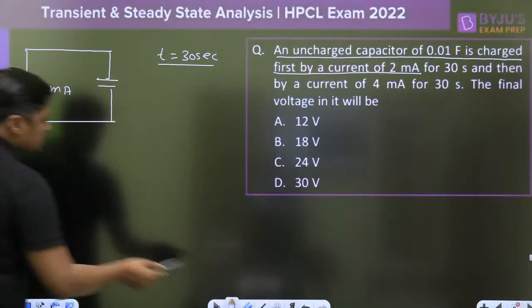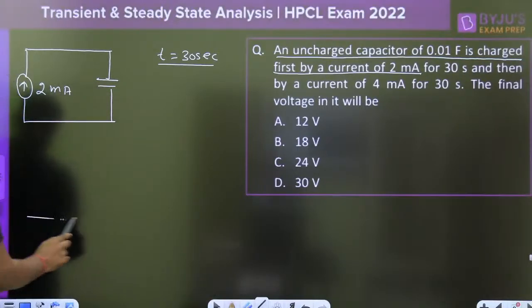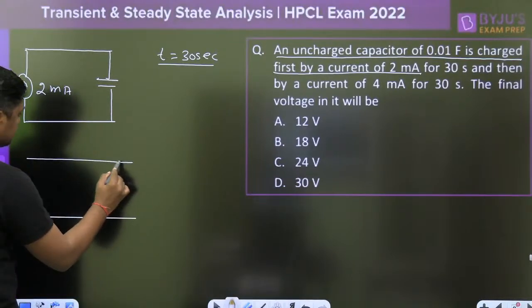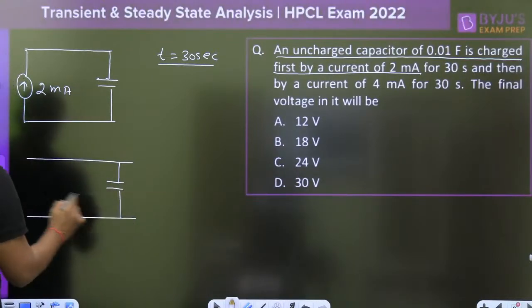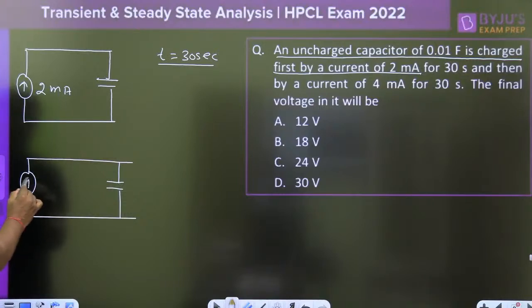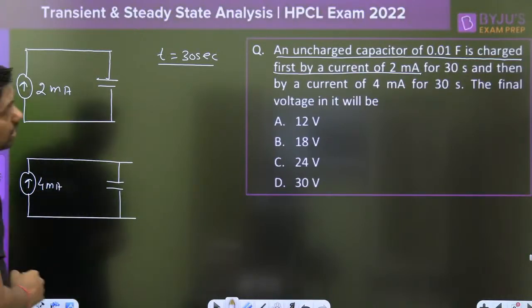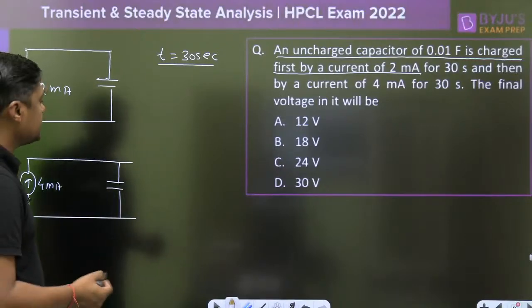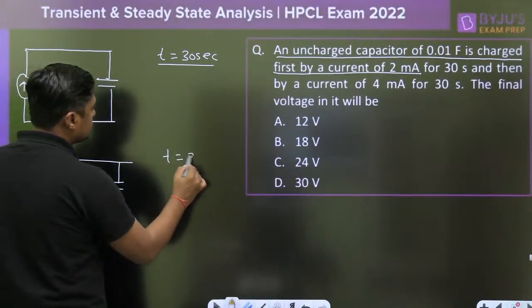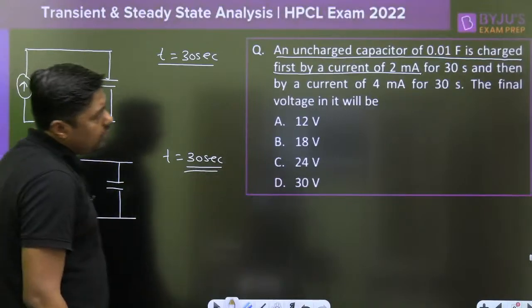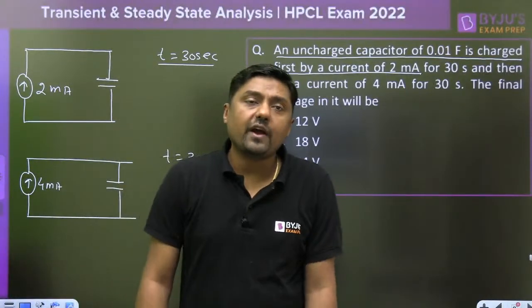Second time, the same capacitor charged by 4 milliampere current. For what? 30 seconds. Again the time is 30 seconds. Okay. Then what will be the voltage? What will be the final voltage?